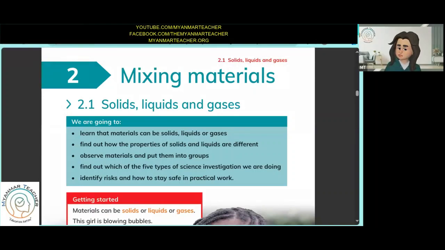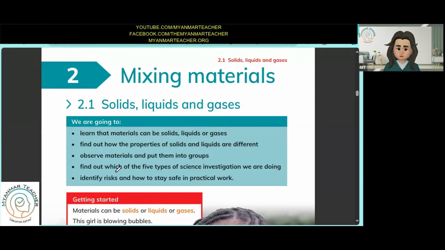Okay, let's start Unit 2, Mixing Materials. 2.1, Solids, Liquids, and Gases. We're going to learn that materials can be solids, liquids, or gases. Find out how the properties of solids and liquids are different.